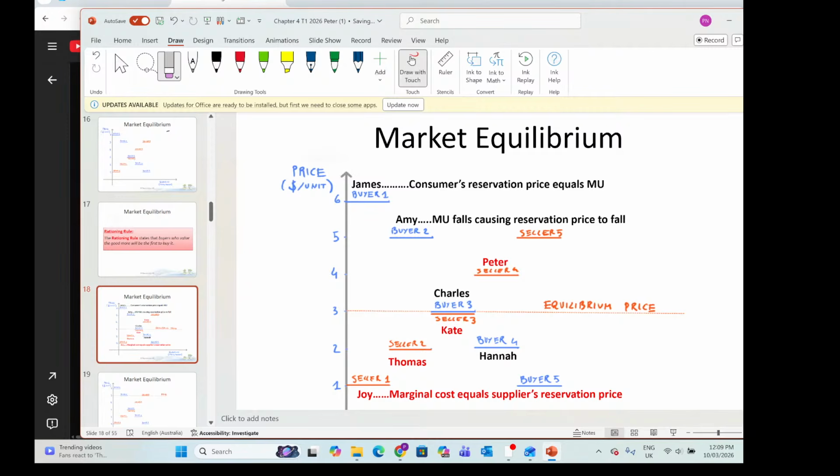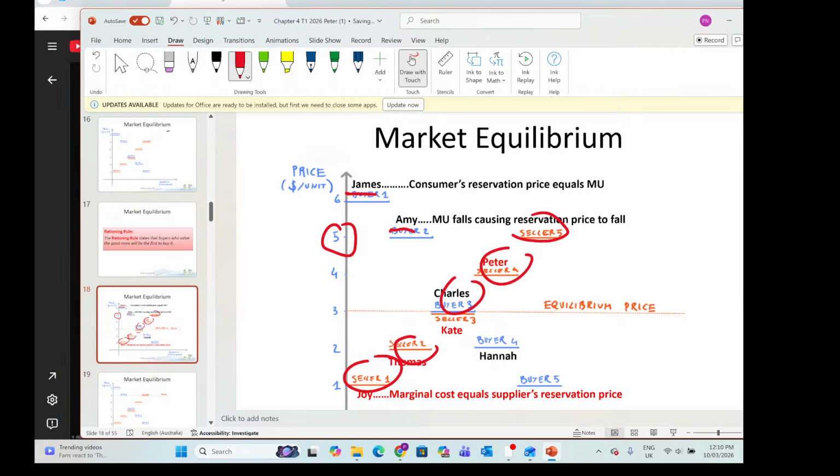So let's think about what would happen if the price was 3. If the price is 3, then Amy wants to buy the product. If the price is 5, Amy wants to buy it, James wants to buy it. Who wants to sell it? This is who wants to sell it. This seller up here, whatever their name is, 1, 2, 3, 4, 5. They're all happy to sell the product at 5.